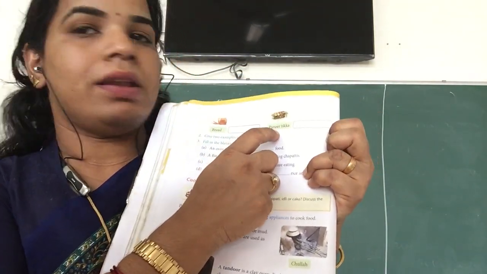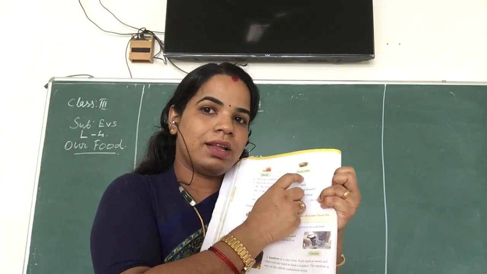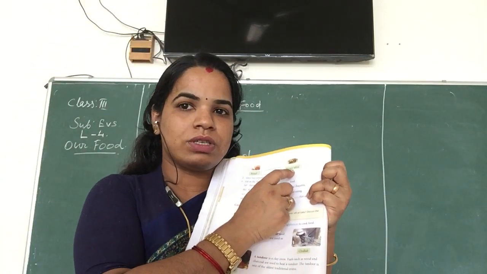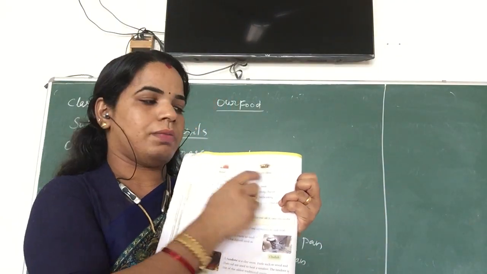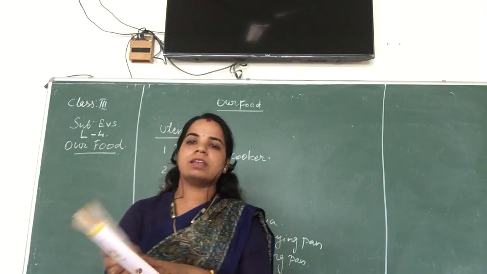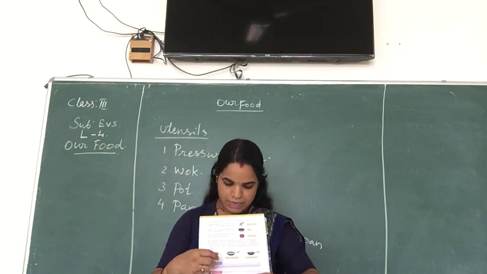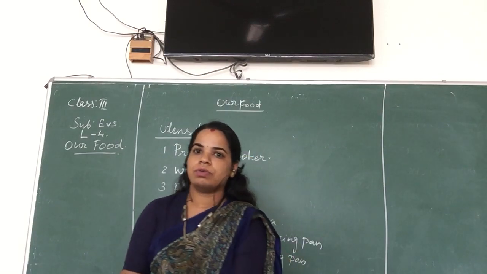And then here, paneer tikka, that's your favorite one. How do we make it? This is roasting. So bread is baked, paneer tikka is roasted, rice is made by boiling, and samosa is fried. These are the different methods to cook food.